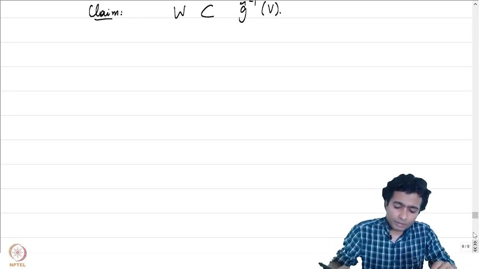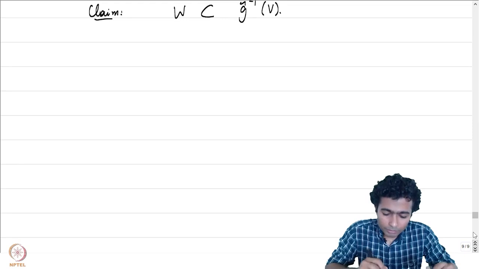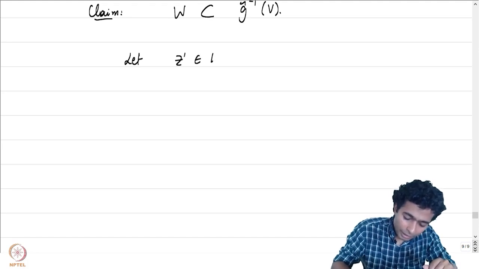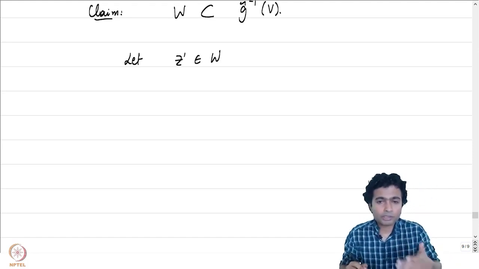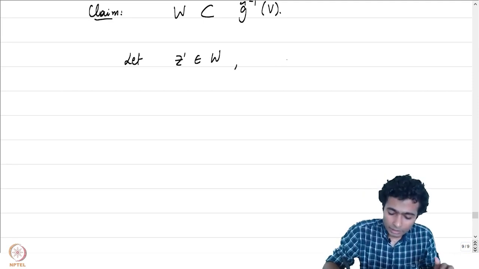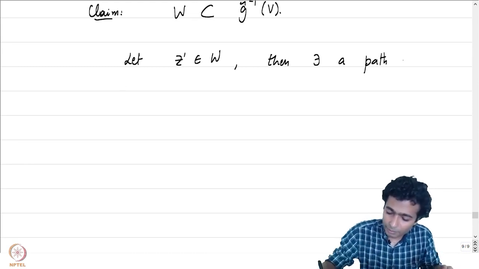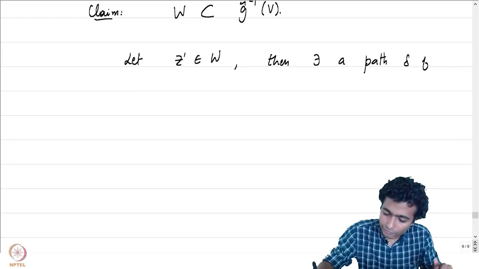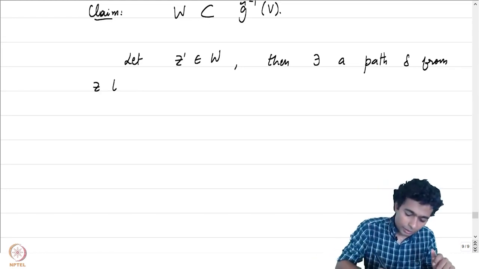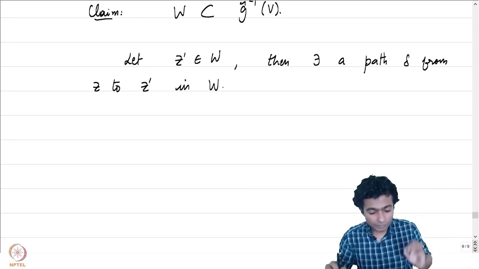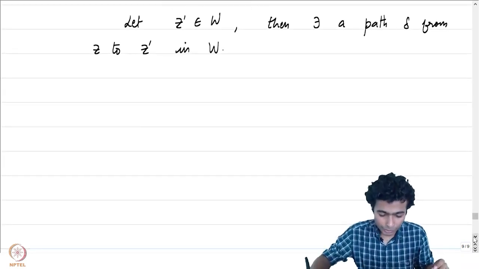Okay, so let's pick some arbitrary point in W. We'll show that it's contained in G tilde inverse of V. So let Z prime be some point in W. The first thing is that because W is path connected, there exists a path, let's call it delta, from Z to Z prime in capital W. So this path connectedness of W is being used very crucially.